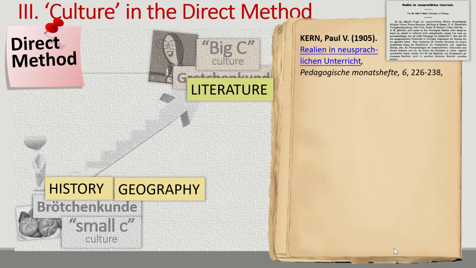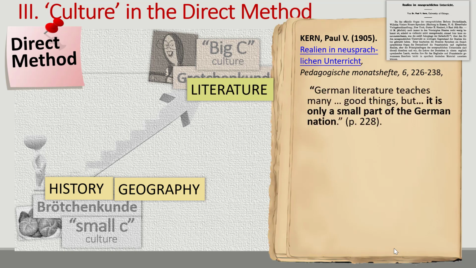Another second language educator, the professor of German and French at the University of Chicago, Paul Kern, reflected in the same vein on the role of culture in second language education. He argues that the study of classical literature has a place because it is the best reflector of the culture of a nation, but not the only one. Literature is only a very small part of national life and history. I quote, "German literature teaches many good things, but German literature is only a part of the German nation."